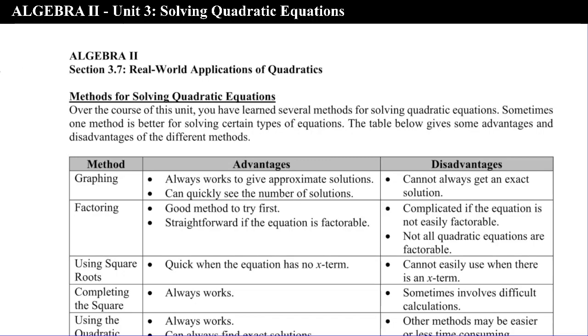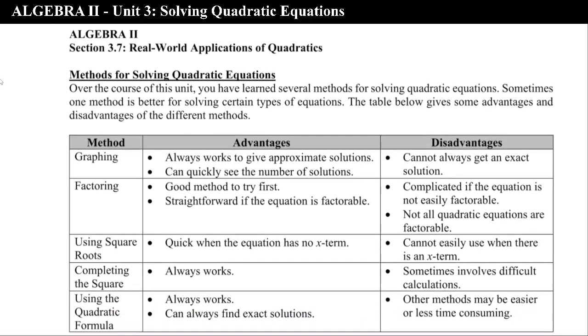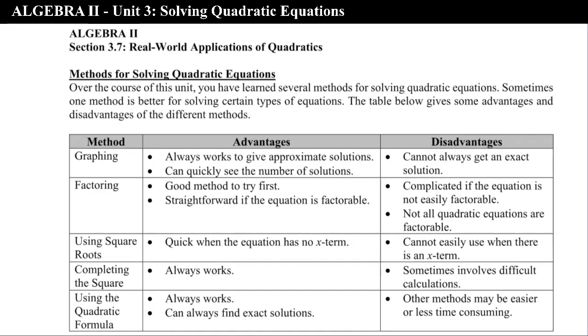So we learned quite a few of them, and each of the methods comes with its own set of advantages and disadvantages. So let's talk about graphing. That was the first method we learned back in section 1. Well, graphing always works to give you approximate solutions. You can always put it into your graphing calculator and figure out what those approximate solutions are, and you can quickly see what the number of solutions are by graphing. But the big problem is you can't always get an exact solution, especially when you're doing it by hand.